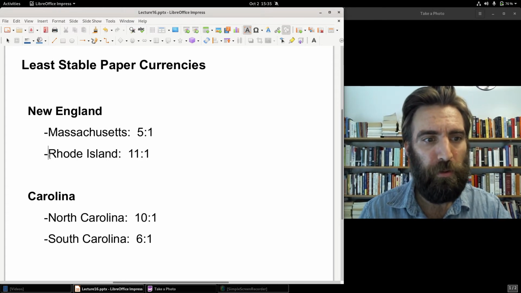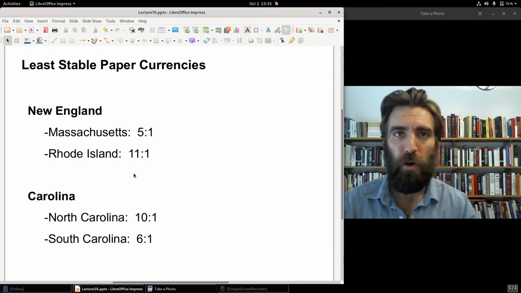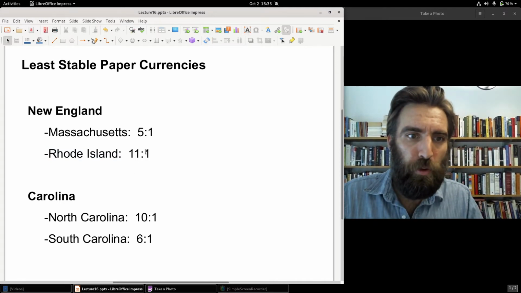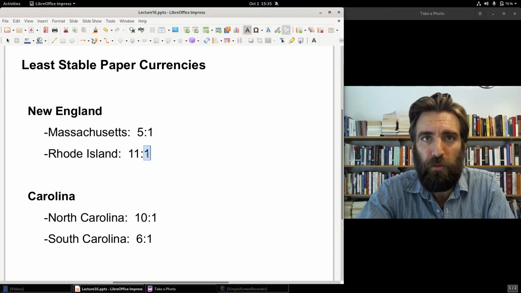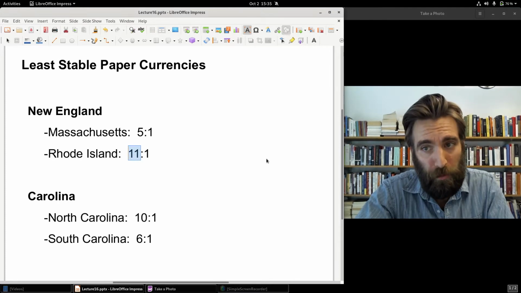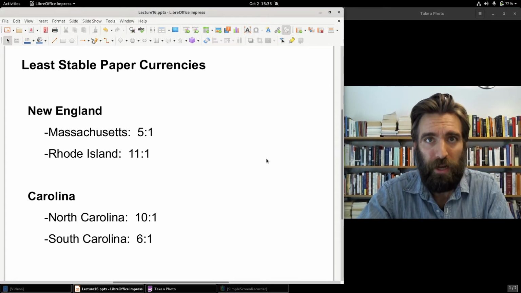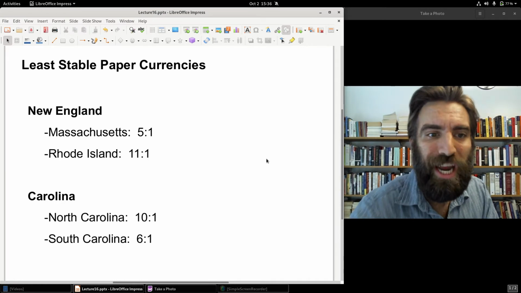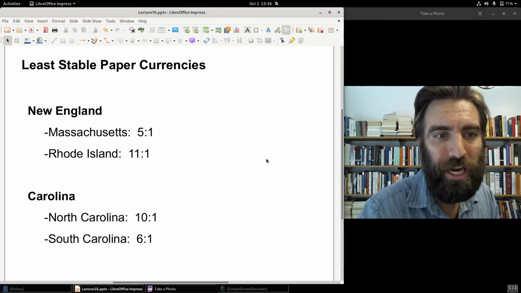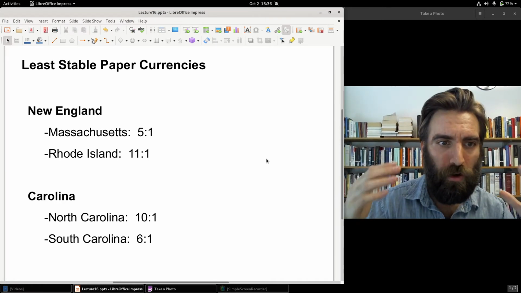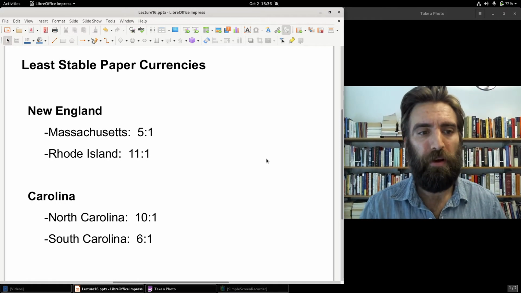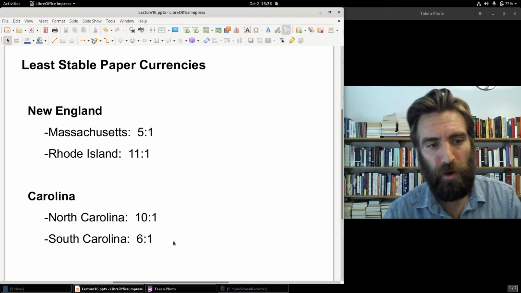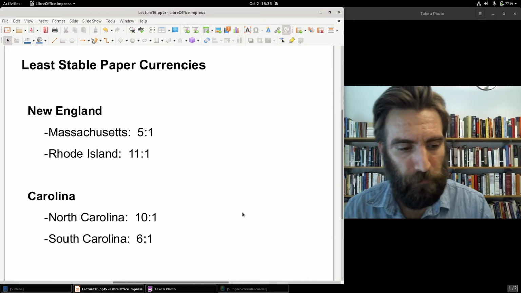The worst offender was Rhode Island. If you wanted to purchase 10 shillings worth of coin, you had to have 110 shillings worth of Rhode Island paper notes. Rhode Island paper notes had depreciated quite significantly in value, 11-1. North Carolina was also bad, about 10-1. South Carolina was 6-1.